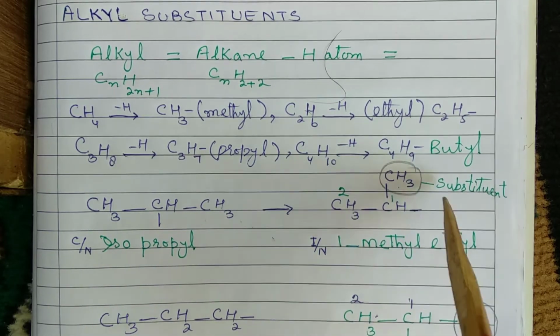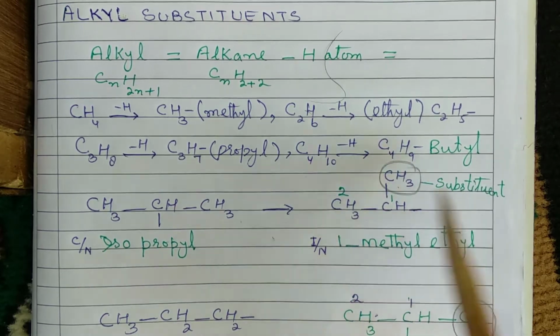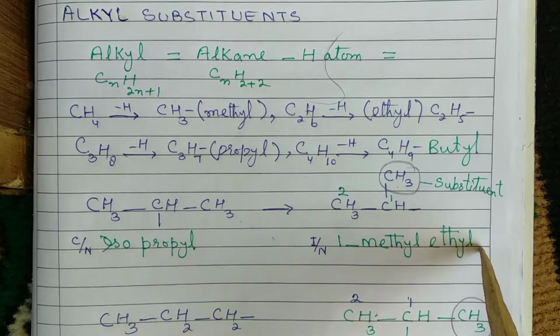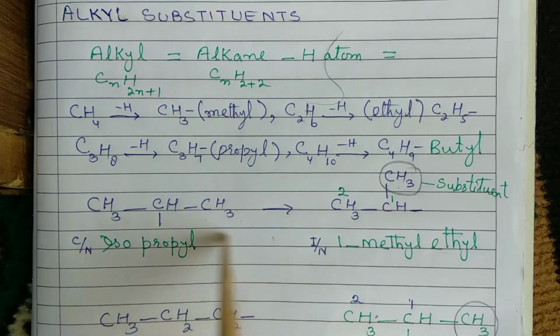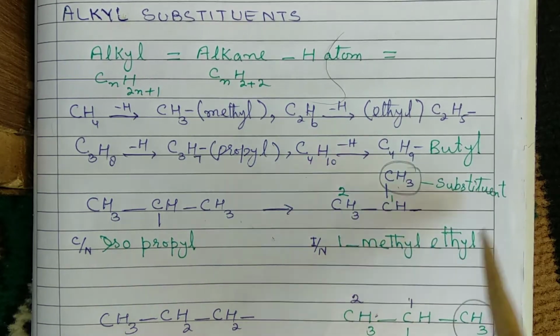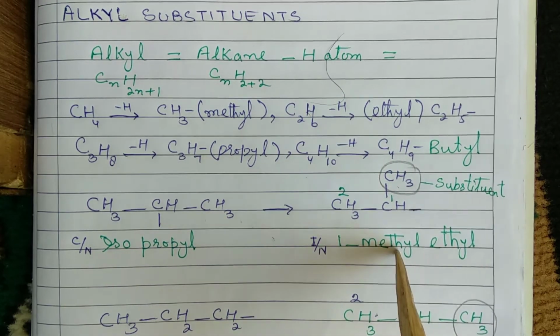is 2, so ethyl, because it is short of one hydrogen atom. That's why it is called ethyl. So 1-methyl, and a total of 2 carbon atoms, ethyl. This is the IUPAC name of isopropyl. The IUPAC name of isopropyl is 1-methylethyl. This is very special. It will appear in many upcoming compounds, so try to understand it.